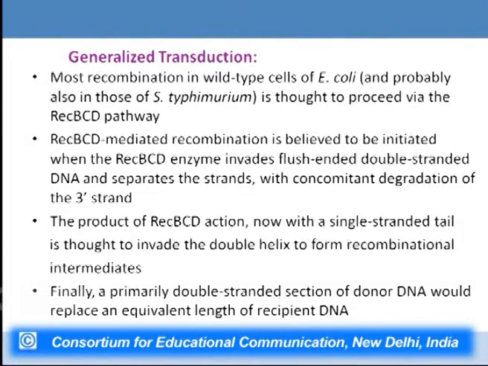Finally, a primarily double-stranded section of donor DNA would replace an equivalent length of recipient DNA. So, effectively what the REC-BCD complex of protein is doing is leading to the formation of single-stranded regions on both the strands of DNA, and it is making this DNA attack the double-stranded DNA of the host and lead to replacement of a specific segment of the host DNA with the injected DNA which is coming from the transducing bacteriophage.